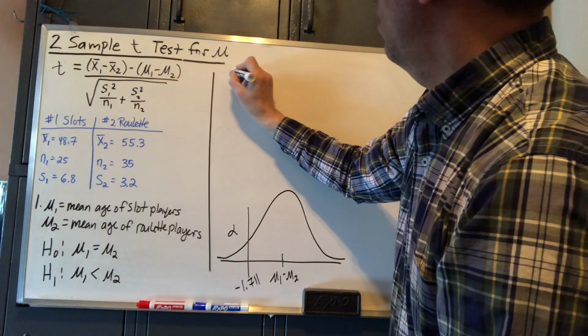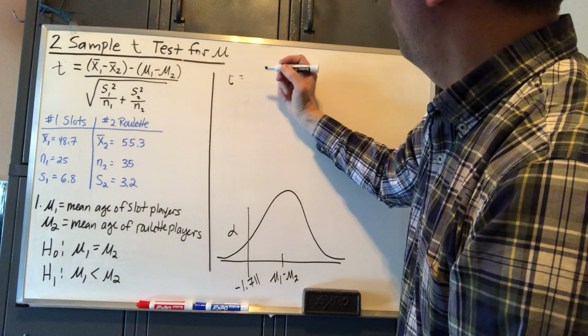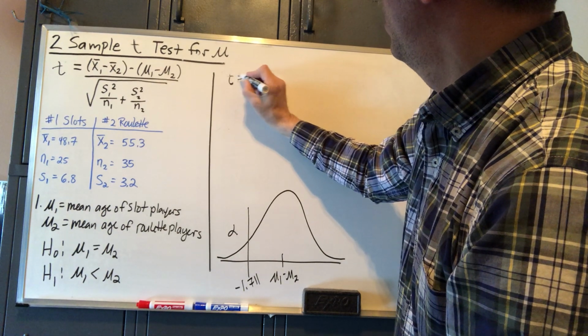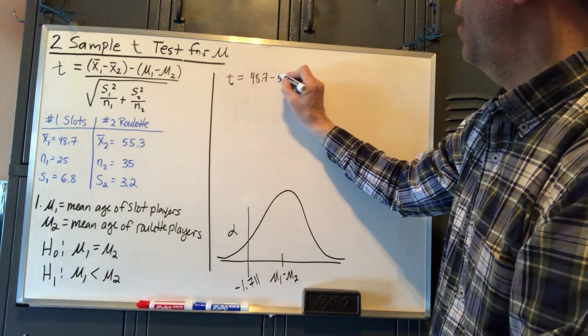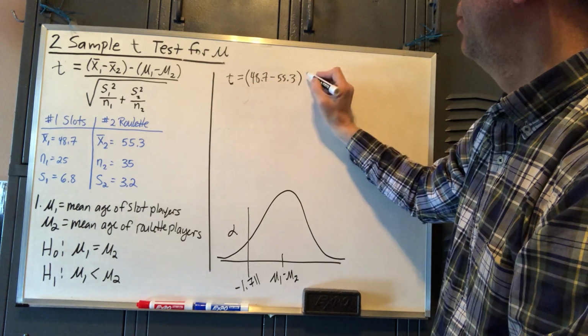All right, so what's our t-test statistic? T is x bar 1, 48.7, minus x bar 2, which is 55.3. Already I can tell the answer is going to be negative when we're done.